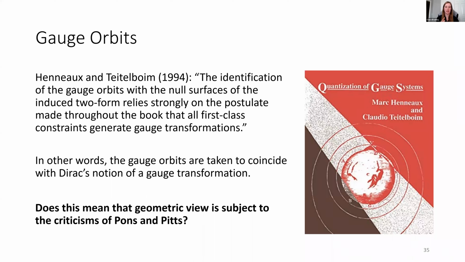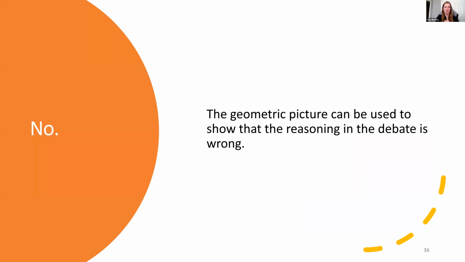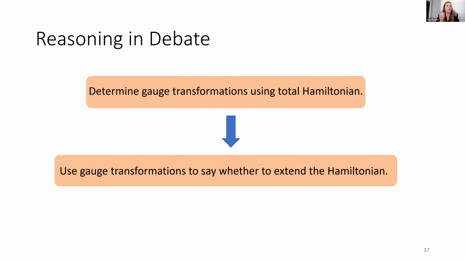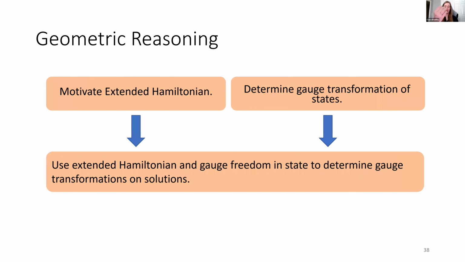So does this mean that this geometric view is subject to these criticisms, particularly the ones we looked at by Pons and Pitts? Well, I'm going to argue that, in fact, the answer to this is no. The geometric picture can, in fact, be used to show that the reasoning in the debate is wrong. So just to go back to what that reasoning was, the idea was that we determine the gauge transformations using the total Hamiltonian, and then we use these gauge transformations to say whether we should extend the Hamiltonian. But geometrically, I think we can reason in a slightly different way. What we can do is motivate the extended Hamiltonian independently from considering anything about the gauge transformations on solutions. And moreover, we can determine the gauge transformations on states independently from thinking about the gauge transformations on solutions. And we can use these two facts in order to say what the gauge transformations on solutions ought to be.